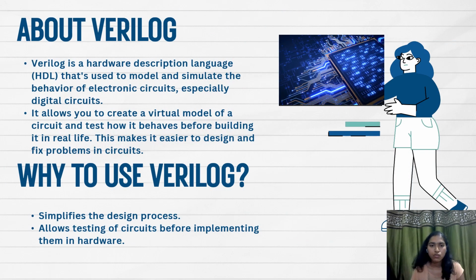Then next we will see what is Verilog. Verilog is a hardware description language that is used to model and simulate the behavior of electronic circuits, especially the digital circuits. It allows us to create a virtual model of a circuit, which helps us to test and see how our circuit behaves before building it in real life. It makes it easier for us to design and fix problems in the circuit.